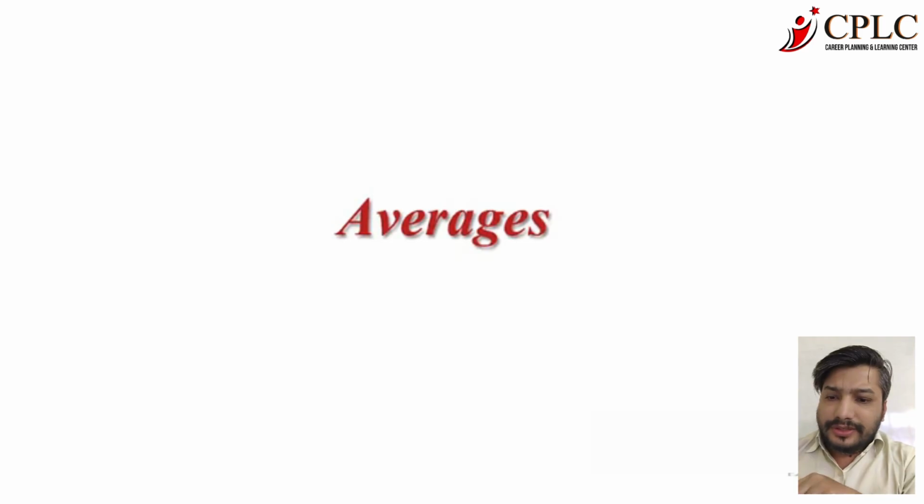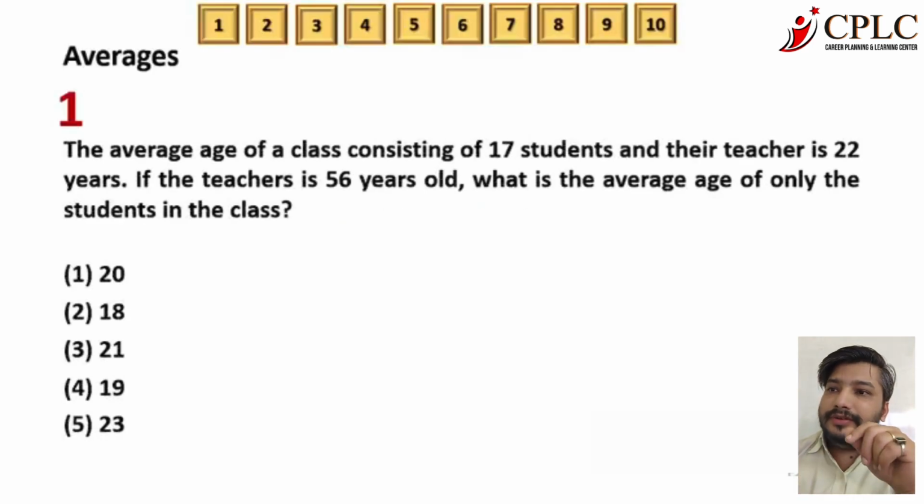So let's start with the questions now. Starting with the first one, which says the average age of the class consisting of 17 students and their teacher is 22 years, and if the teacher is 56 years old, then what is the average age of the students in the class? Now let's assume something.